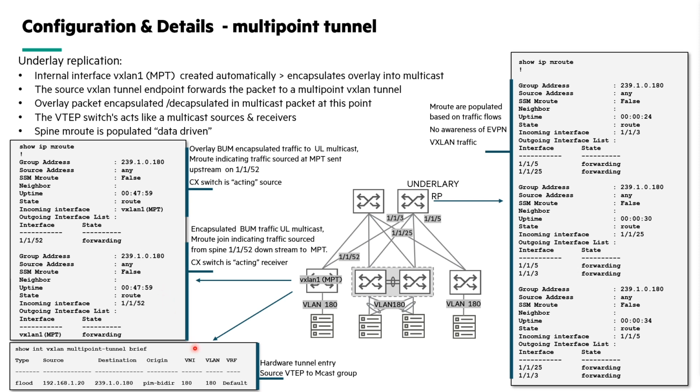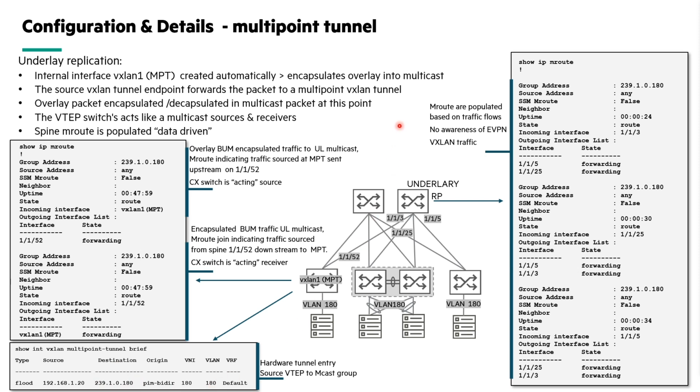Now, very important to understand is we have these hardware tunnels created, and if we look at the multipoint tunnel brief, we can see the specific hardware tunnel that is formed. So we see the source VTEP, we see the destination, which is the multicast group address, and we see the associated VNI and VLAN.